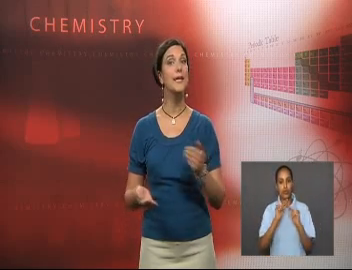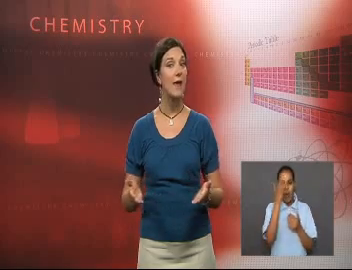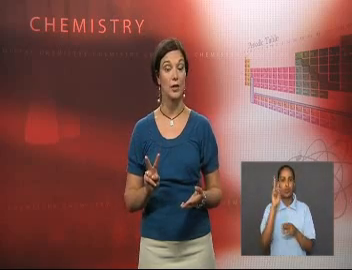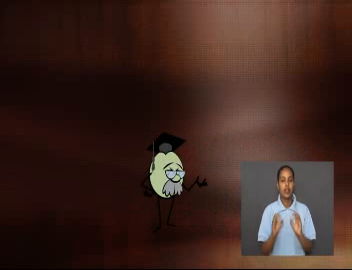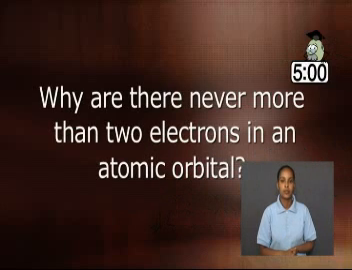Teacher, please divide the students into groups of 3 or 4. Students, in your groups, please discuss why there are never more than 2 electrons in an atomic orbital. You may begin. Students, let's get ready. Begin.